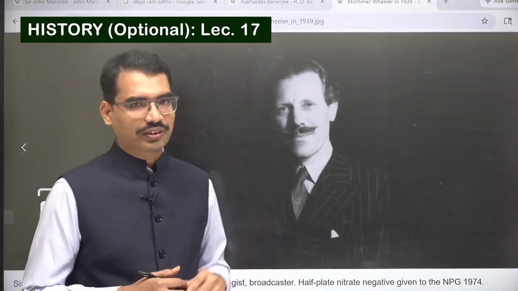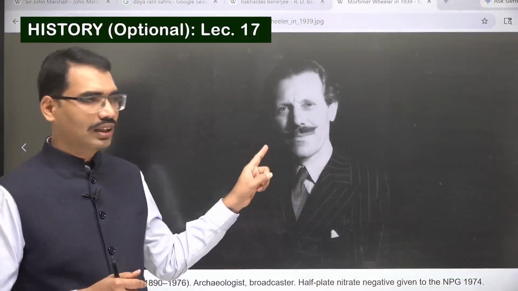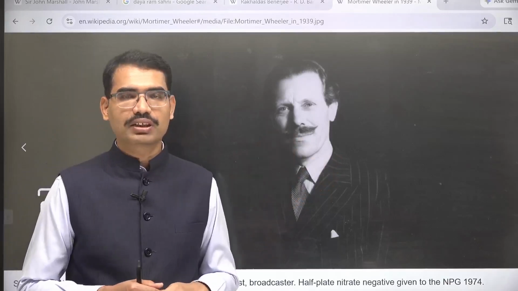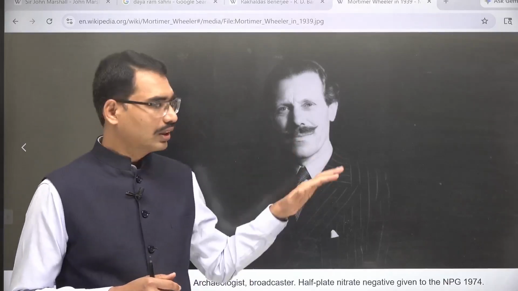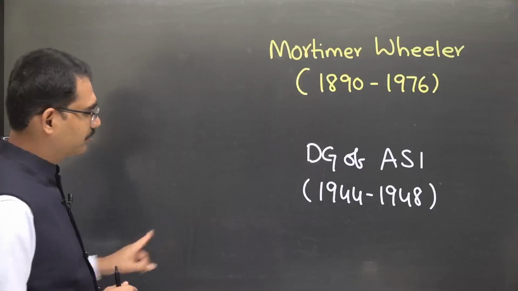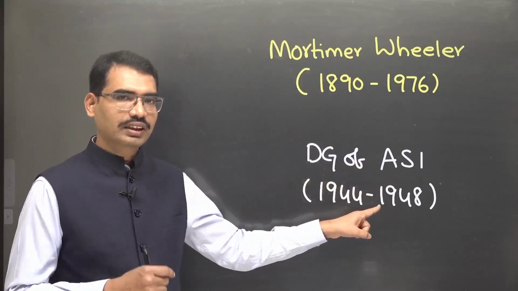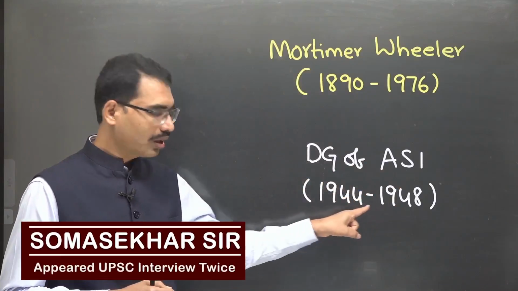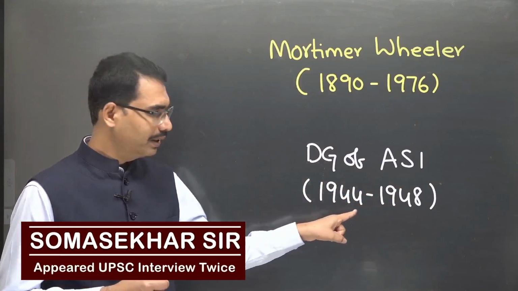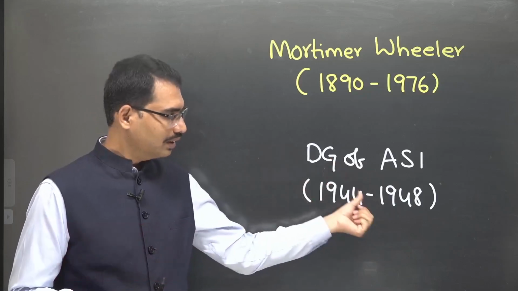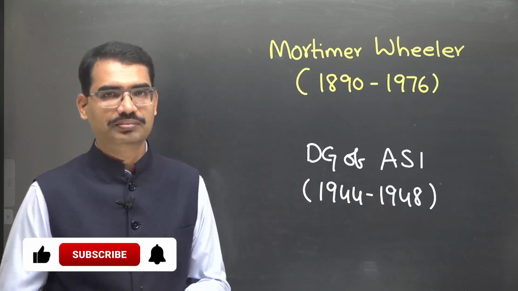As part of historiography, we are going to understand one more personality. His name is Mortimer Wheeler. He was Director General of ASI just when India got independence. India was about to get independence during his time period. In 1944 he became Director General, and he was there up to 1948.